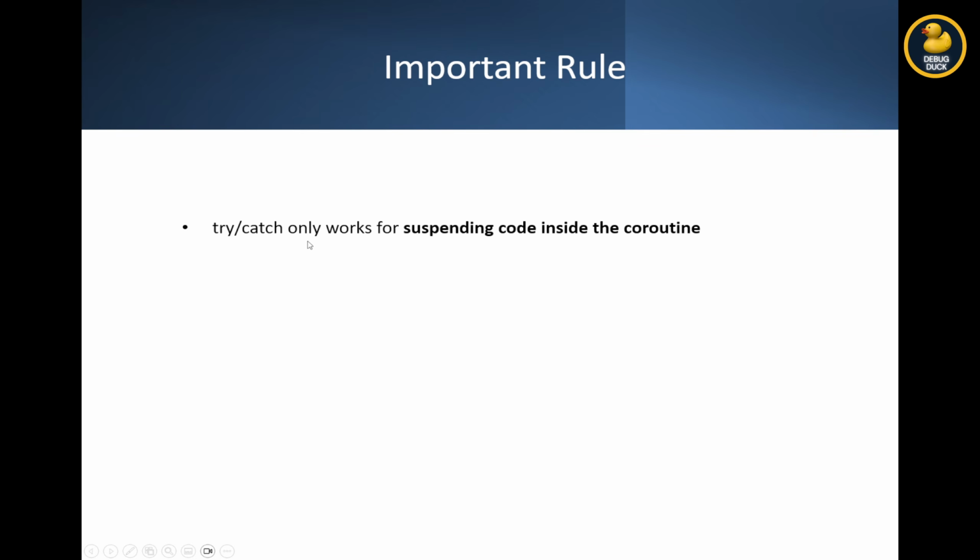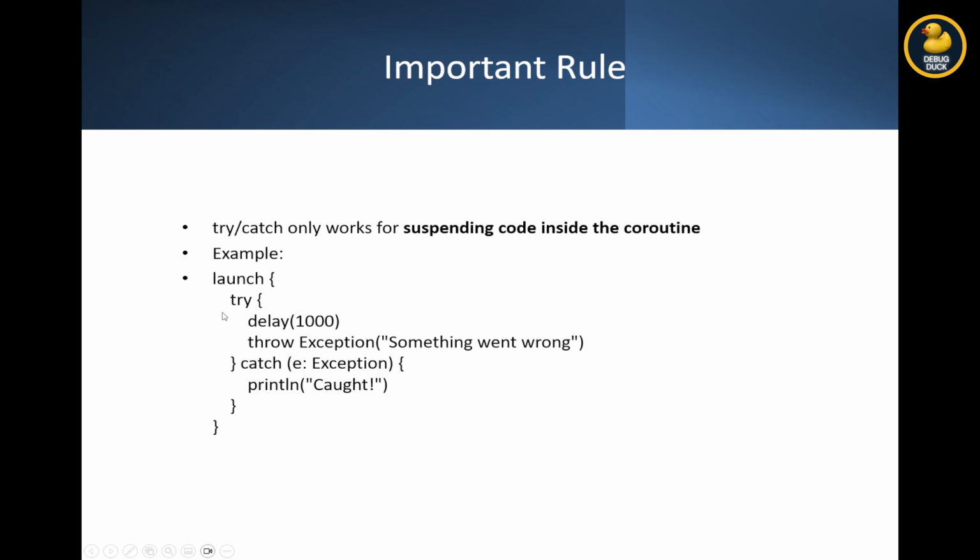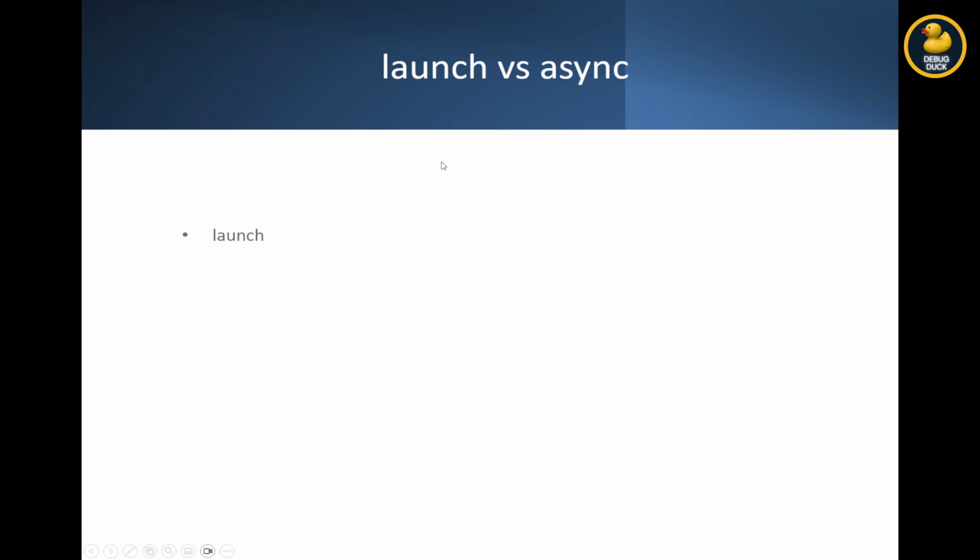Important rule: try catch only works for suspending code inside the coroutine. For example: launch { try { delay(1000); throw Exception("Something went wrong") } catch (e: Exception) { println("Caught") } }. It works because the exception happens inside the coroutine.